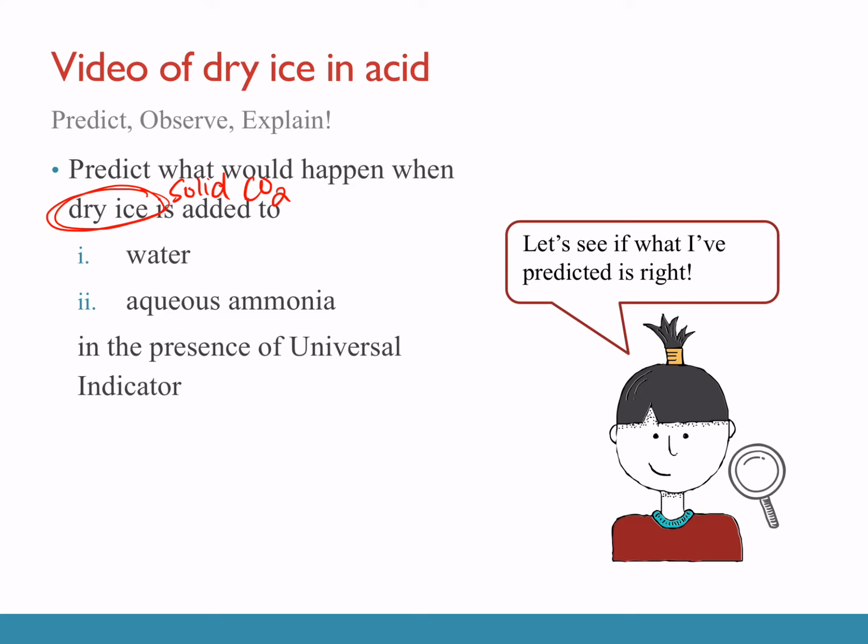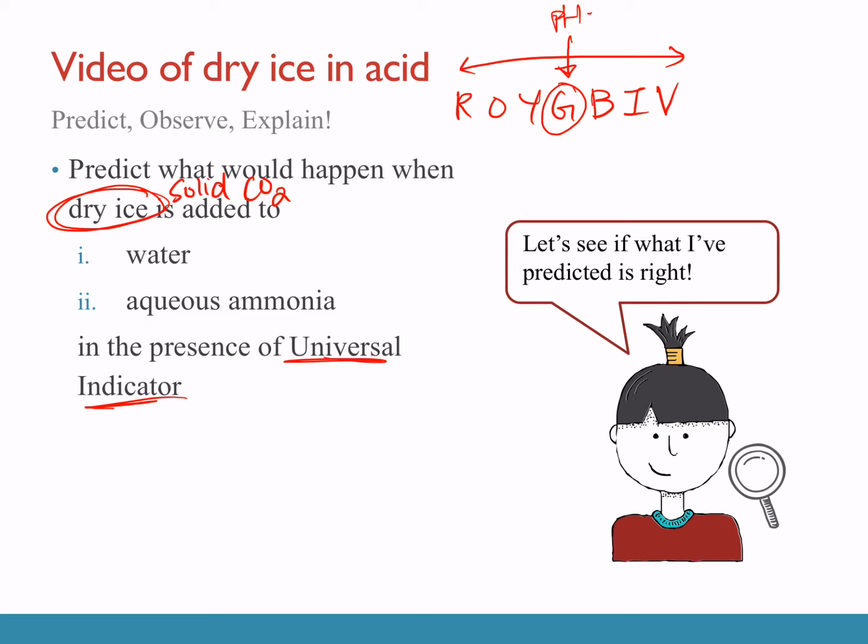Okay, and take note that it is universal indicator. So let's recall universal indicator. There's a spectrum of colors: red, orange, yellow, green, blue, indigo, and violet. Which is the neutral color? Green. This is the neutral color at pH equals 7.